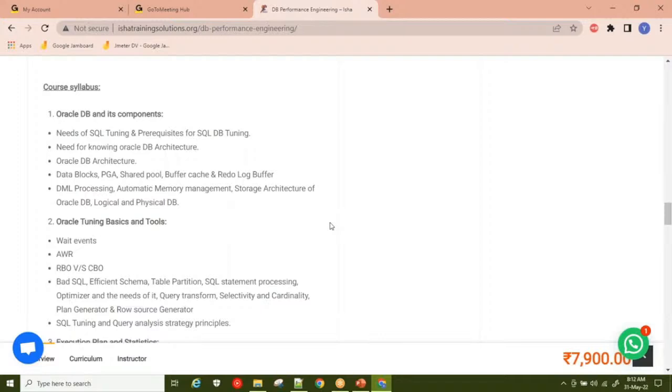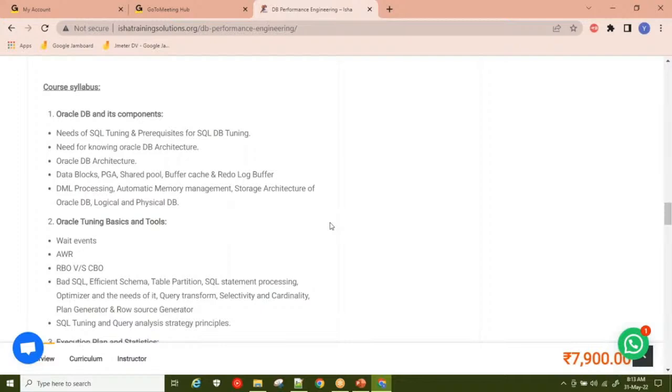But to tune a database, you need to know the database architecture very well. It's just like if you want to repair or tune a car, you need to know how the car engine works. Therefore you need to know how the database works, what the different components in the DB are. When we know the database architecture, it will be very easy for us to tune it, or to find the poorly performing component of that architecture.